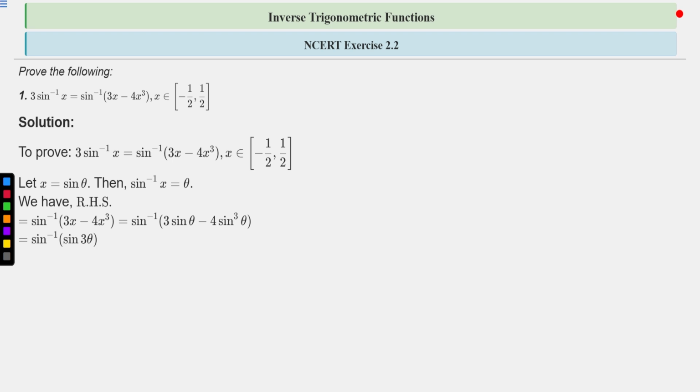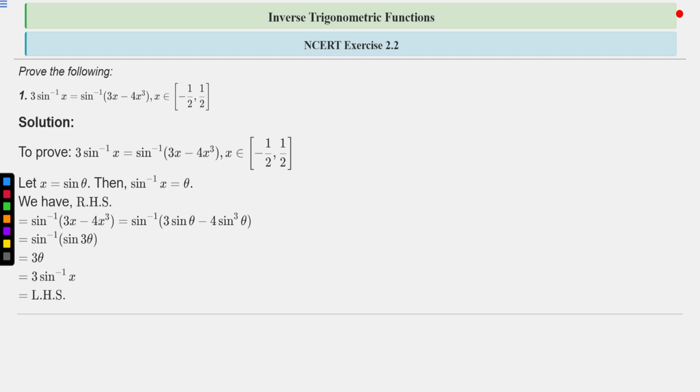So we know that the identity sine 3 theta is basically 3 sine theta minus 4 sine cube theta, right? Got it? Therefore, we will write sine inverse sine 3 theta, right? Clear? Therefore, we can write sine inverse sine 3 theta will be equal to 3 theta, isn't it? Therefore, we had taken theta is equal to sine inverse x, so 3 theta will be 3 sine inverse x, right? So this is basically our left hand side LHS, right? Which is equal to LHS.